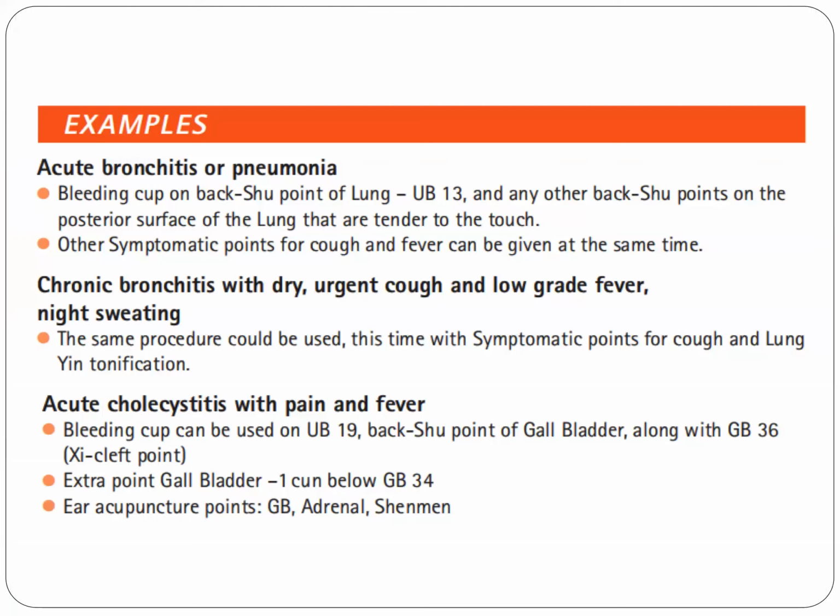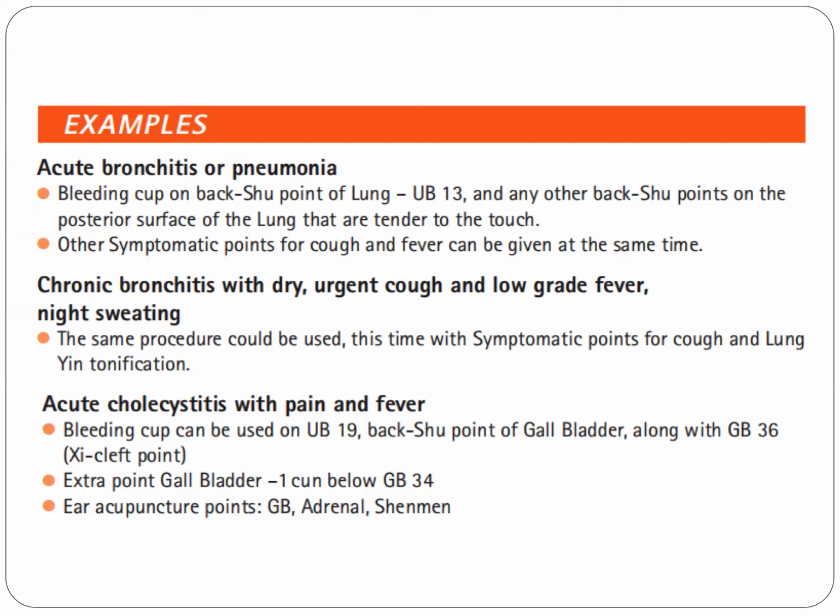Yung example po dito, pag mayroong acute, chronic, or pneumonia. So, yung bleeding cup on the back-shu point of lungs. So, yung back-shu is urinary bladder 13, and any other back-shu points on the posterior surface of the lung that are tender to touch. So, kailangan kinakapa po natin, pag may matigas, yun din po, pwede nating i-bleed. Other symptomatic points for cough and fever can be given at the same time.